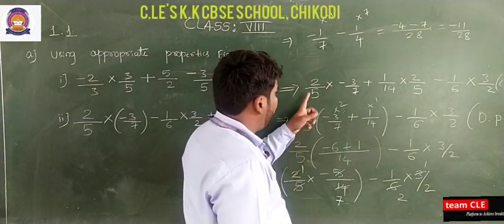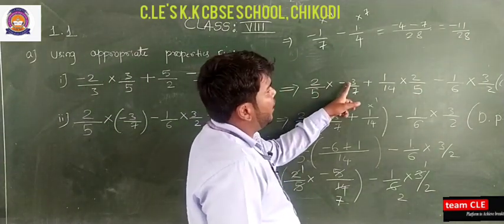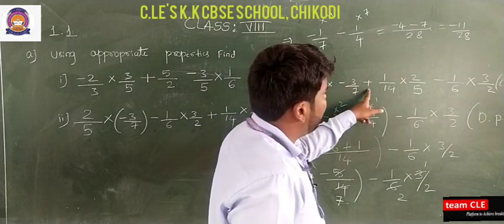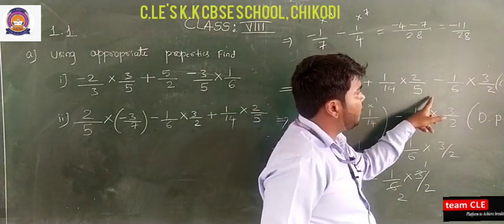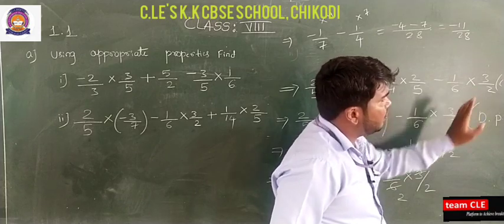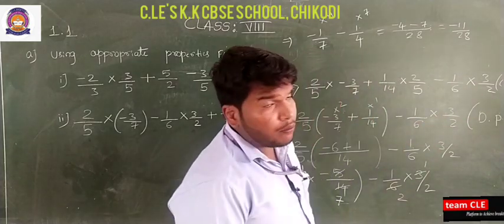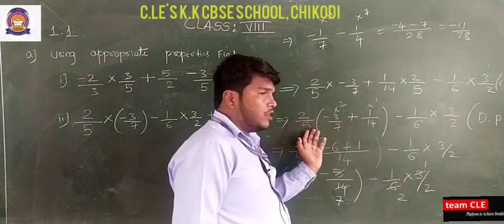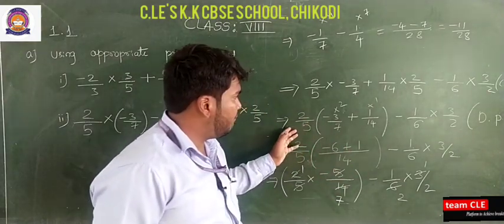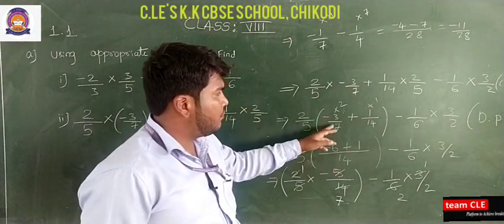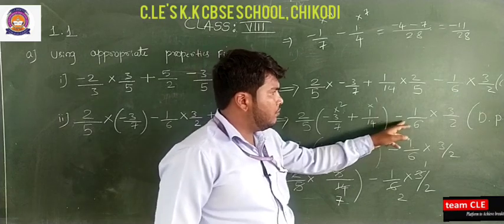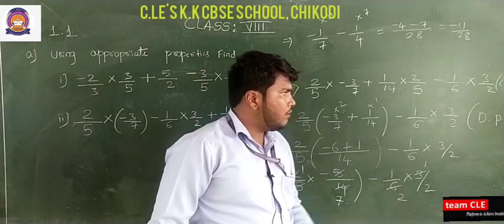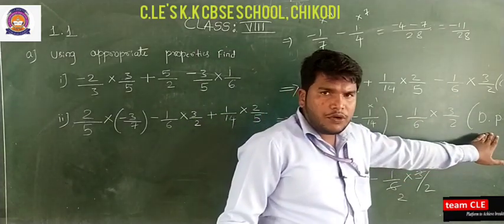Okay, so see here, first of all 2 by 5 into minus 3 by 7 plus of 1 by 14 into 2 by 5 minus 1 by 6 into 3 by 2. So this you have to write as commutative property. Next step, you have to split in the form of distributive property. Take 2 by 5 common. 2 by 5 minus of 3 by 7 plus 1 by 14 minus of 1 by 6 into 3 by 2. This you have to write as distributive property.